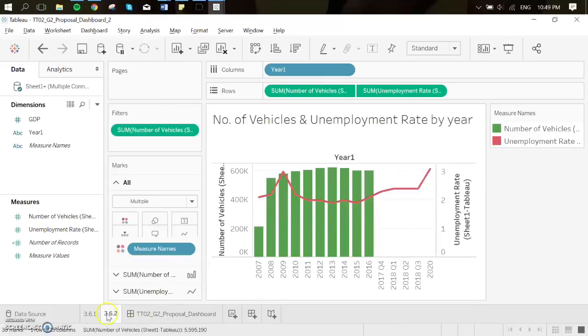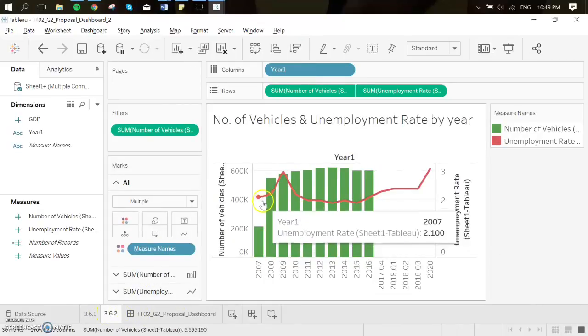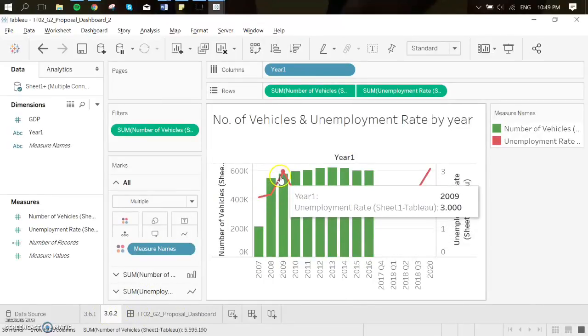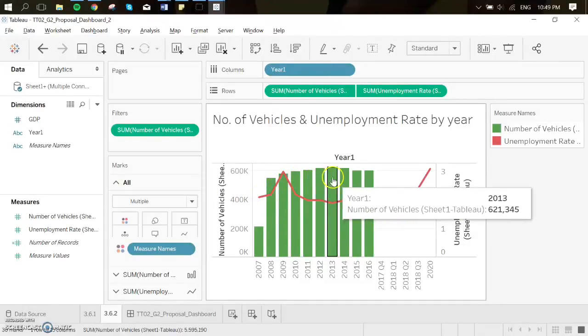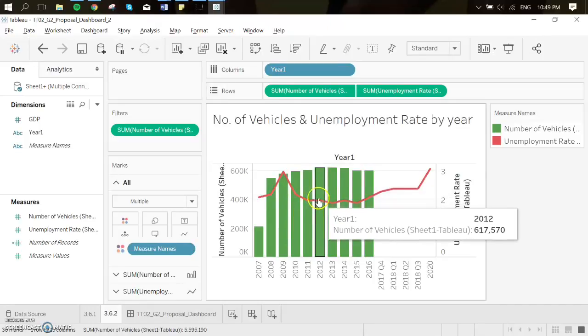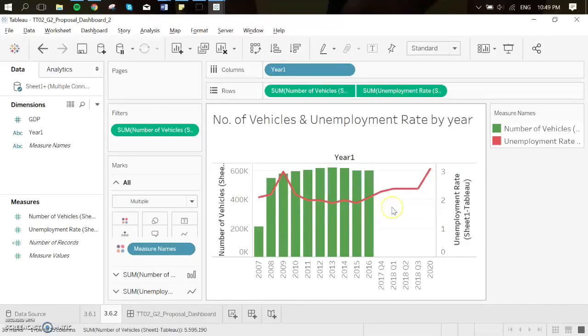And for our unemployment rate, although there's an increase in unemployment rate and number of vehicles here, as the number of vehicles continued to increase, the unemployment rate fell drastically. And we can see that there is no direct relationship between unemployment rate and car ownership.